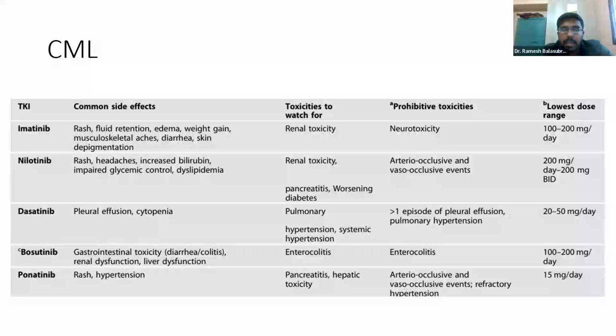Ponatinib is used for patients with the T315I mutation. It can cause hypertension or pancreatitis. The most important dreaded complication of this is arteriocclusive or vaso-occlusive events, and it can cause refractory hypertension also. The dosage is 15 milligrams per day, and can go up to 45 milligrams per day in advanced disease or blast crisis.